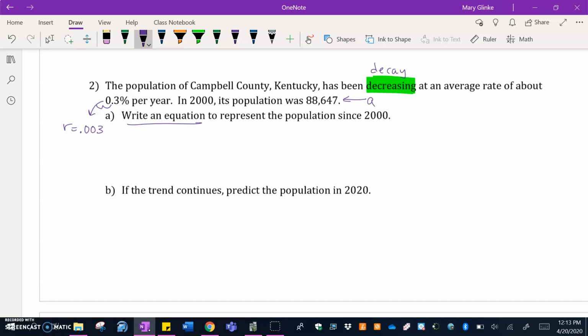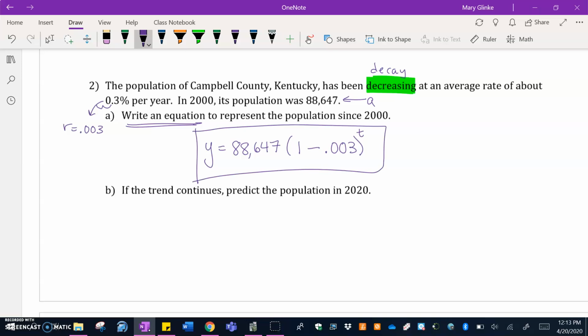So the first part is asking us to write an equation. So our equation is going to have y because we don't know the ending amount. We do know the starting amount as 88,647. We know it's 1 minus, because it's a decreasing problem, a decay problem, 0.003 to the time. We don't know our time, so we're leaving it alone as a t right now. So this is our equation that we can then plug any different number of things into based off of what we're given in the problem.